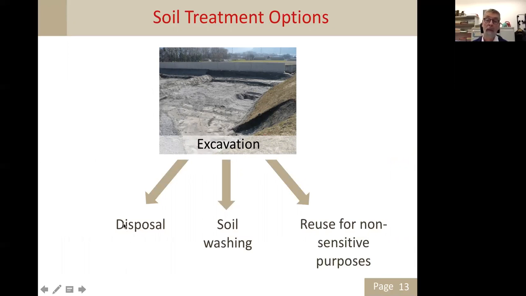Okay, so the question is what we can do with the soils. One option is disposing on disposal sites. But if we would dispose of all these large areas in total of shooting ranges, it will amount to huge volumes, and the costs are quite high. Another option is soil washing, but soil washing is not feasible with all types of soil and also is not cheap.